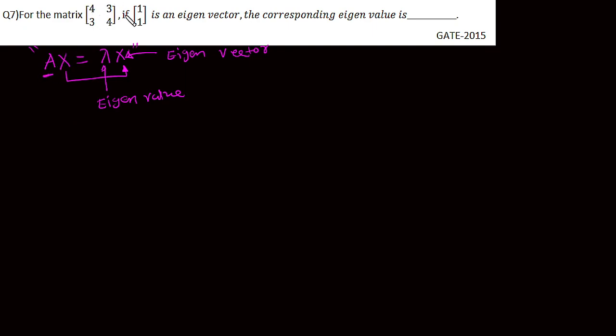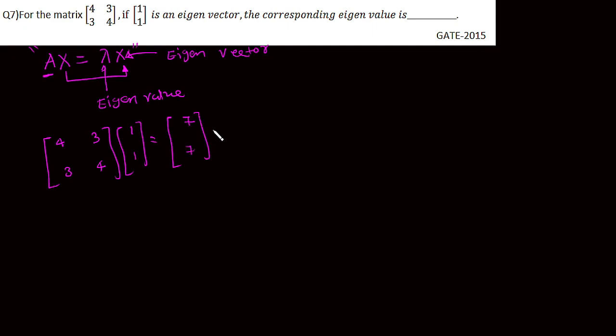So let's write the matrix first: 4, 3, 3, 4. Now let's multiply it with this vector, which is 1, 1. So let's do the multiplication. Simply we get 7, that is 4 plus 3. In the second element also we get 7.